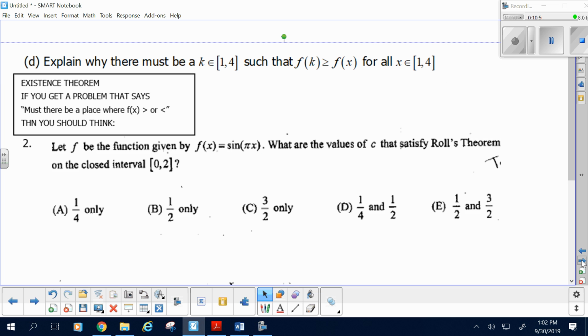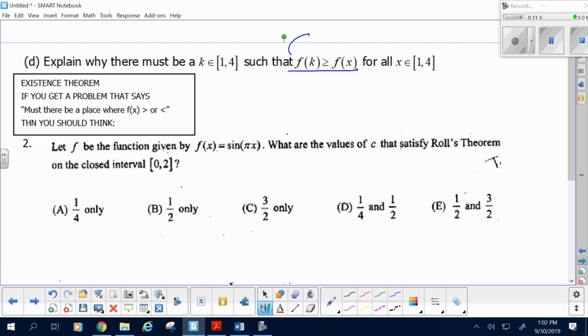All right, last but not least, first of all, I have a couple typos in this, so I want to make sure that you understand. There are 3 existence theorems. Must there be a y value such that equals this? Must there be a derivative such that equals that? And there's also, must there be a y value greater than or equal to all the other y values?